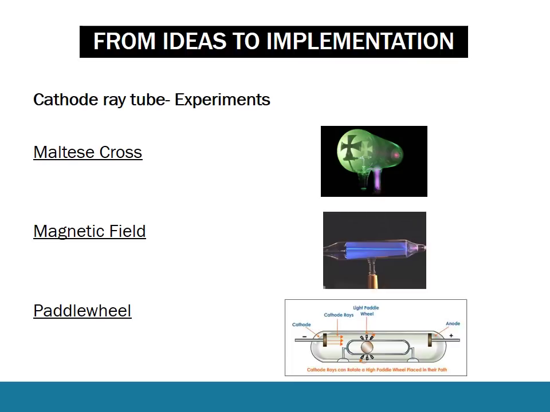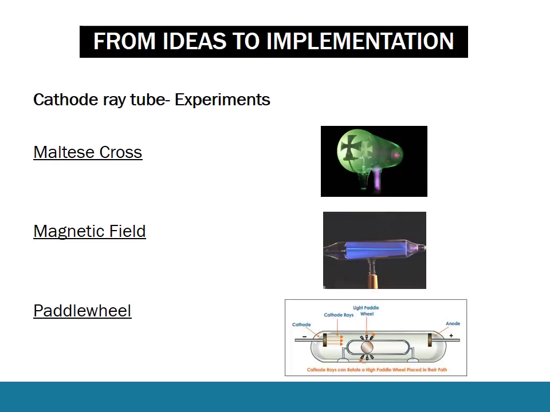Having discovered this crazy cathode ray phenomena, some experiments were done. Firstly, there's the Maltese cross experiment, where effectively a Maltese cross was placed in the path of the cathode ray, and a fluorescent paint was put on the other side of the Maltese cross, and it was observed that there was a shadow that was formed.